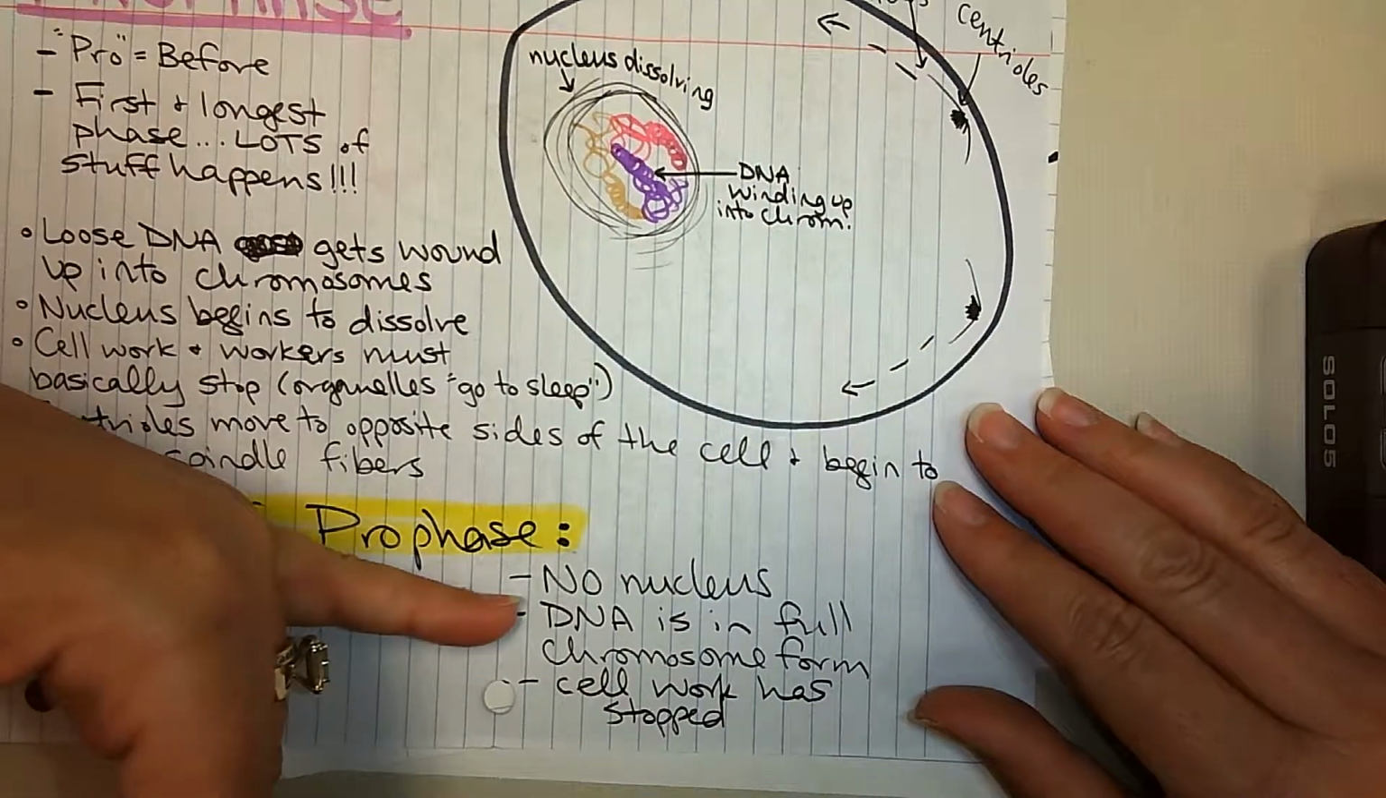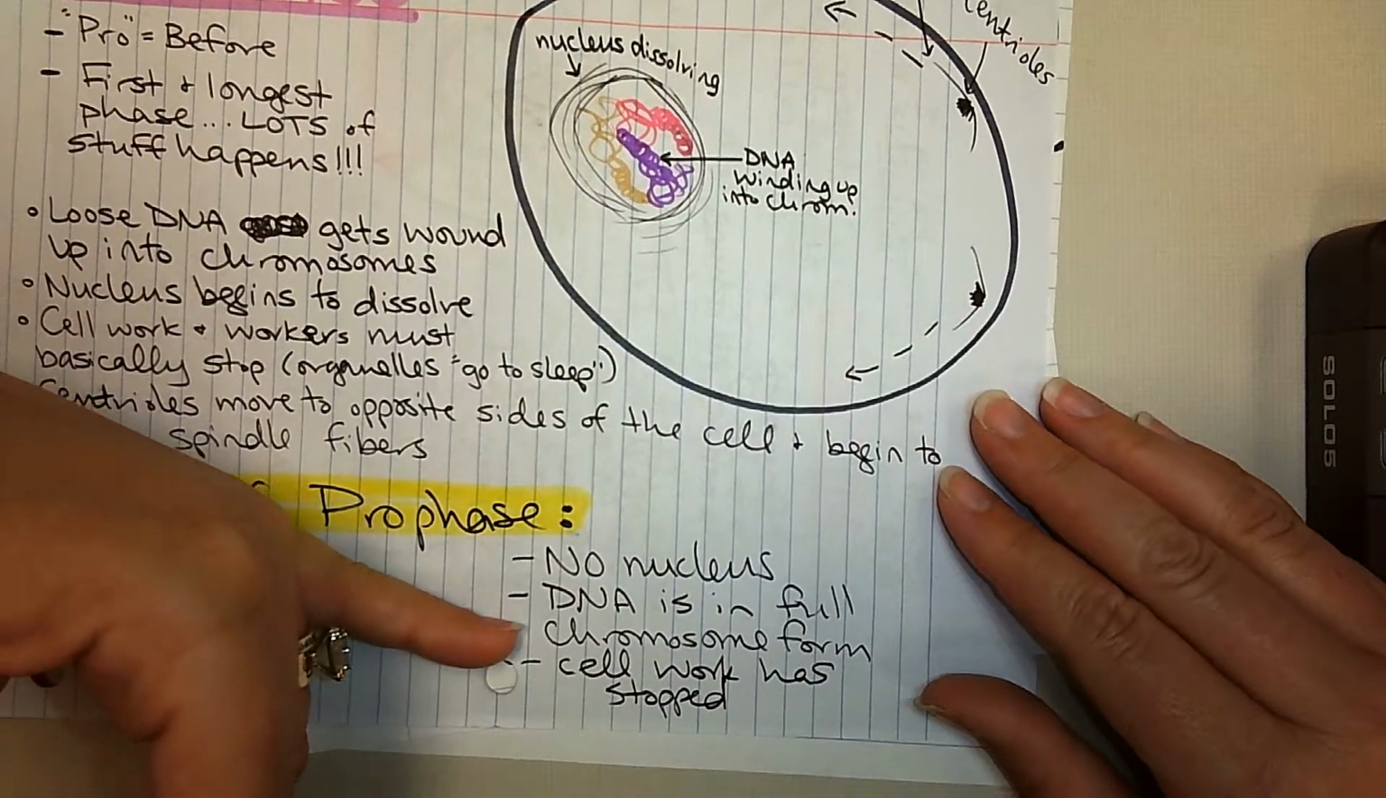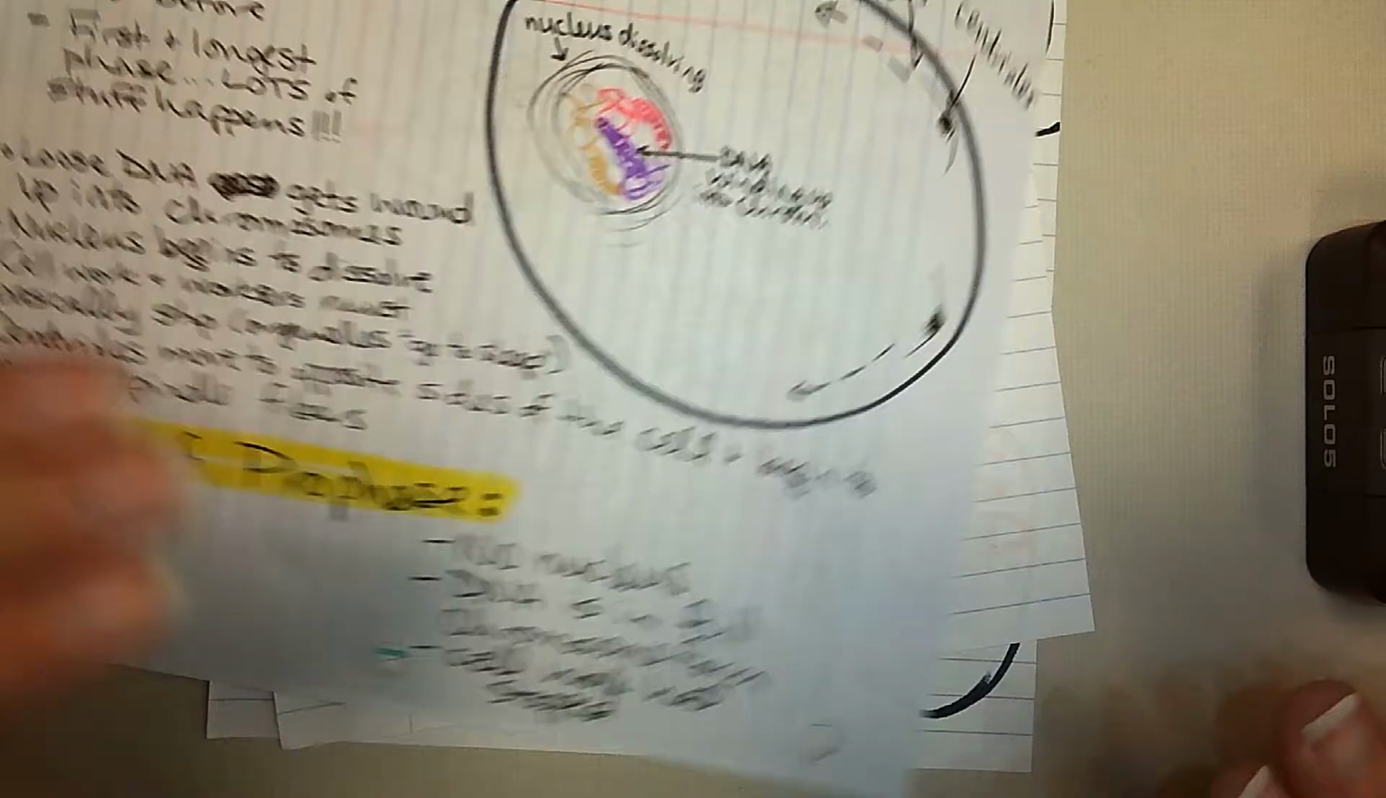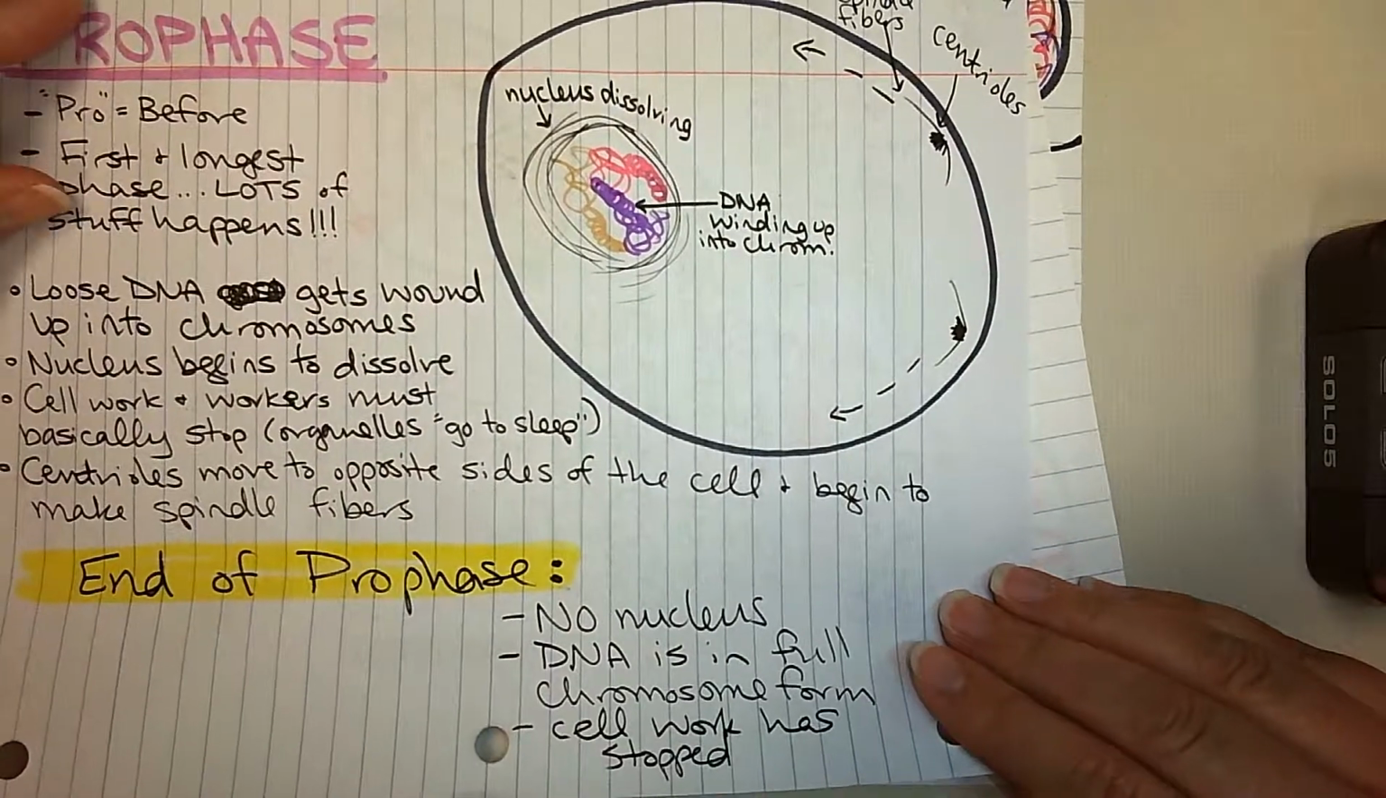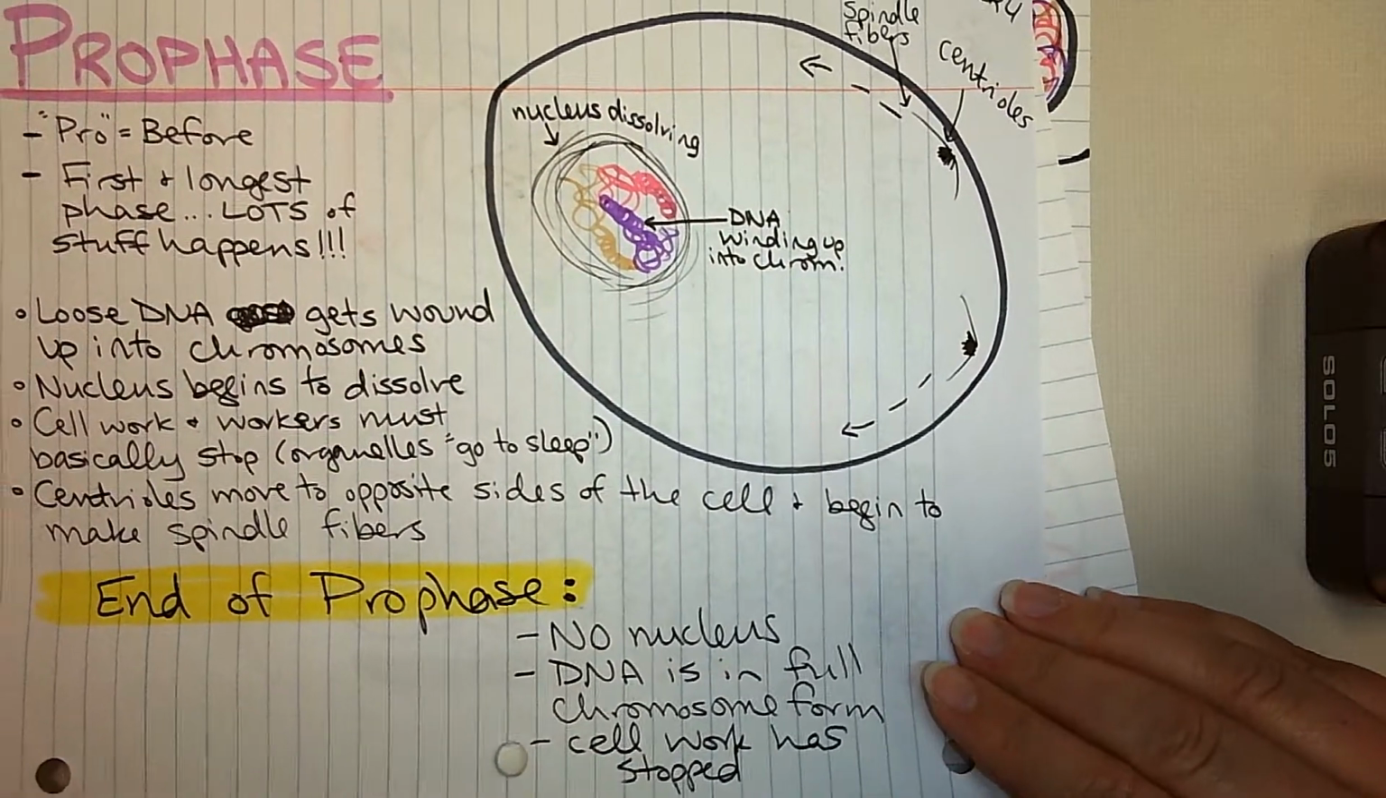So there's no nucleus protecting the DNA. It's in full chromosome form, and the cell has kind of chilled out all of its work. Okay, so that is prophase.